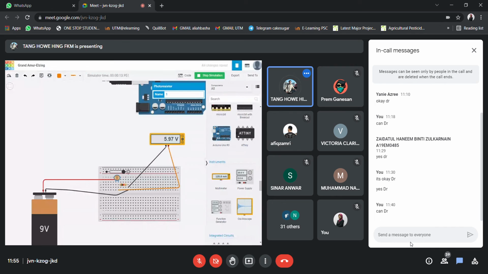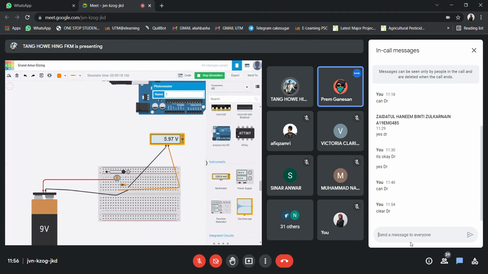Right. So far, so good? Clear? Clear about how to use a voltage divider as a signal conditioning circuit to transform the resistance change into voltage change. This one, everyone clear, right? So far, any questions? Clear, Doctor. Clear. All right.